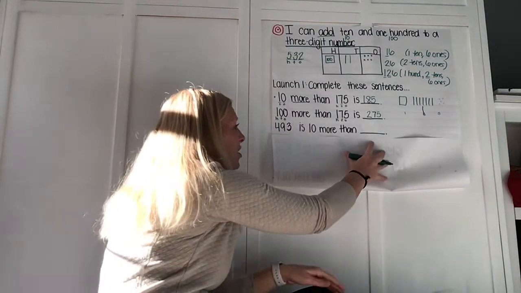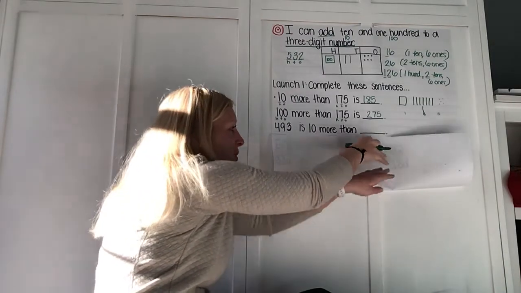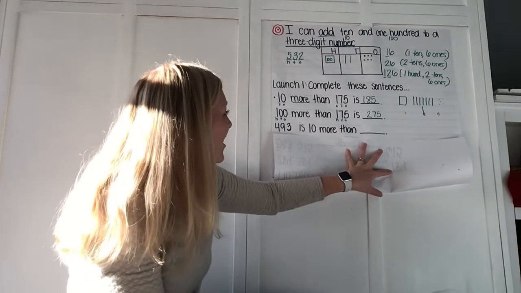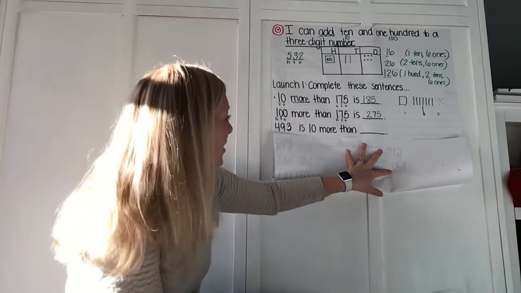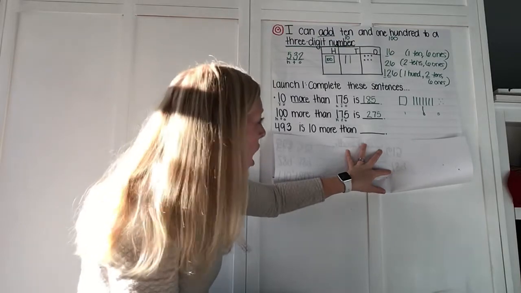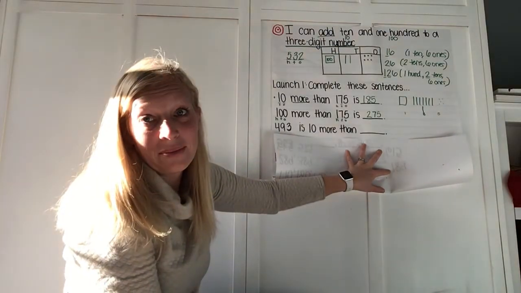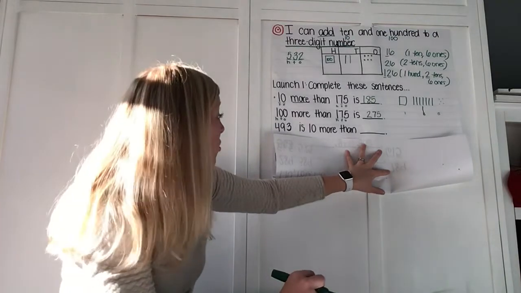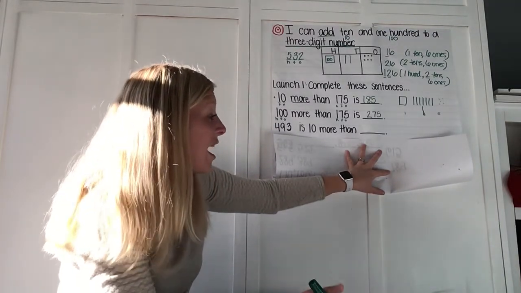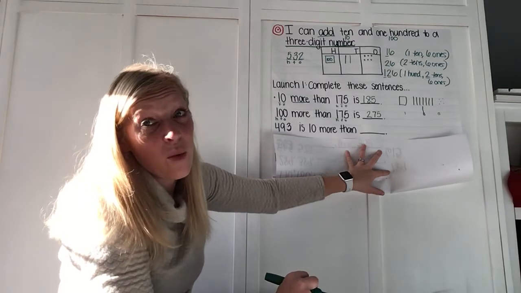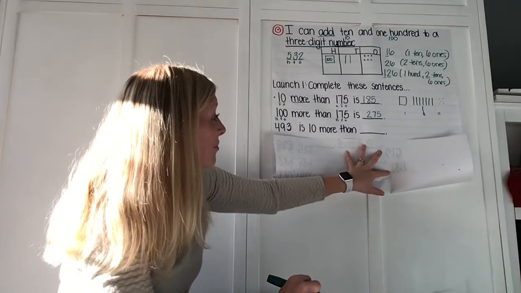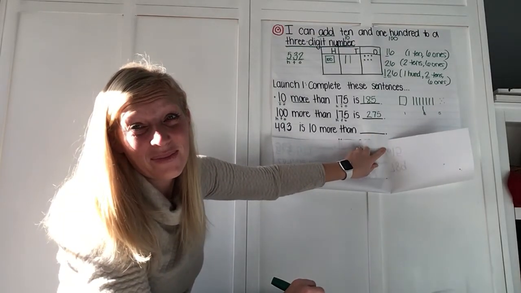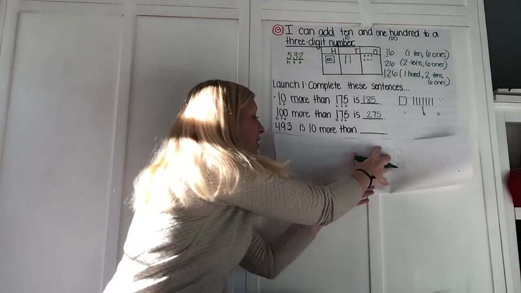Ooh, let's look at the next one. Ooh, let's read this one carefully. This one's a little tricky, okay? 493 is 10 more than, ooh. So are we trying to figure out what 10 more than 493? Or are we finding out how much this one is 10 more than what? So is our number that's going to go right here, is it bigger or smaller? How much smaller is it going to be?